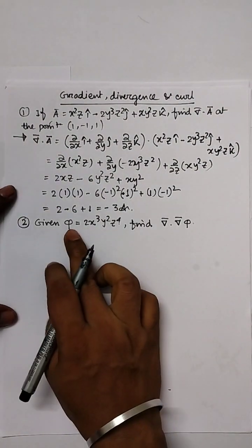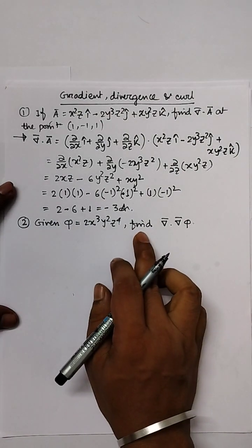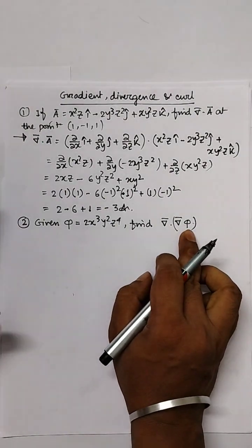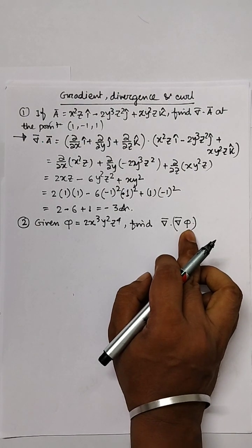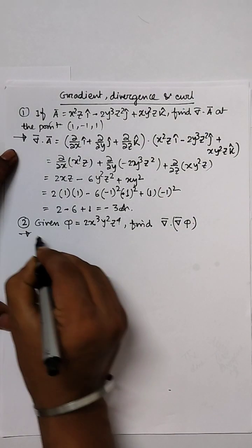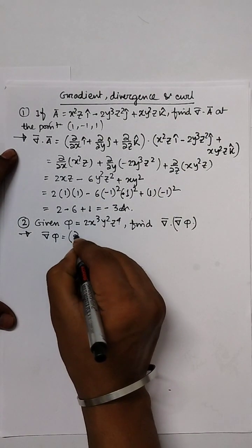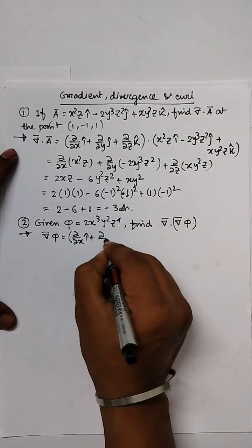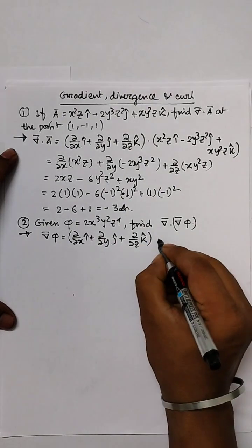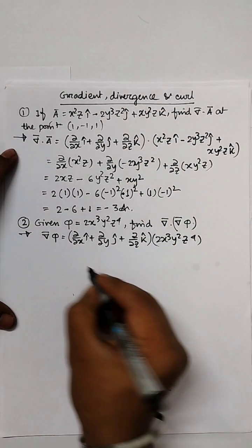The second numerical is given phi. Obviously phi is a scalar function that equals 2x cubed y squared z to the power 4, and find del dot del phi. That means divergence of grad phi. So we have to find first the gradient, then take the divergence of that, so we get the answer. So del phi, again put the value of del/del x of i, del/del y of j plus del/del z of k, applied to 2x cubed y squared z to the power 4.